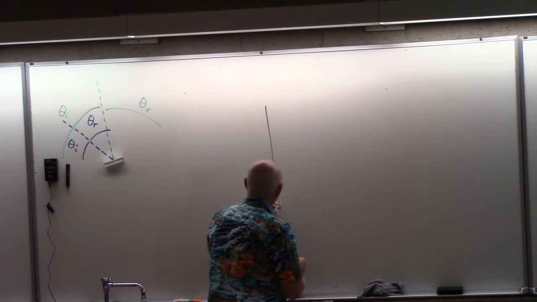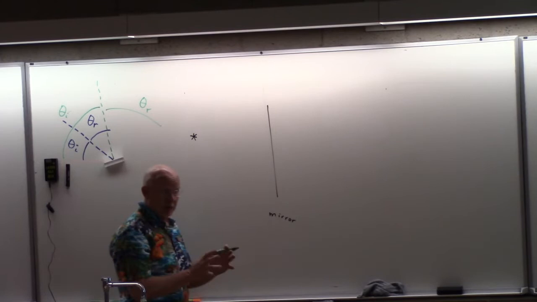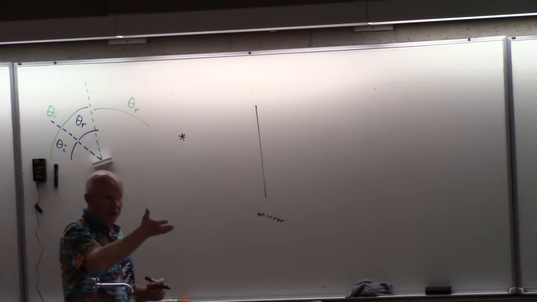That's not a very good vertical line. Let me draw a vertical line. So here's my mirror. And again, for simplicity, I'll just put a little cap. Now remember, I'm trying to ask a bigger question, something that has size to it. But right now, I just want to take kind of a point object, because I claim if you can figure out what it is for a point, then a big object is just a bunch of those points put together. Okay.